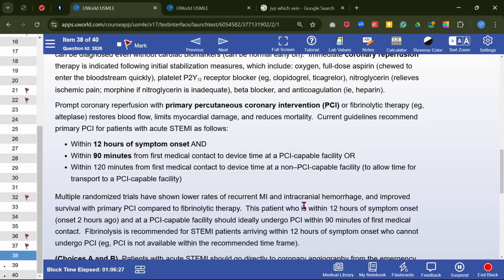And the patient who is within 12 hours of symptom onset, 2 hours ago, and at a PCI-capable facility should ideally undergo PCI within 90 minutes as a first. Fibrinolysis is recommended for ST-elevated MI arriving within 12 hours of symptom onset who cannot undergo PCI, and PCI is not available. So after 2 hours, we should go for fibrinolysis like alteplase, reteplase if the patient comes within 12 hours of symptom onset. Got it?